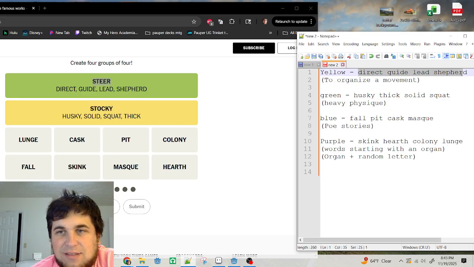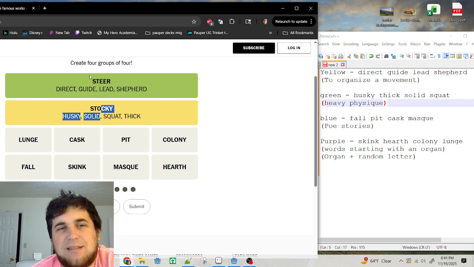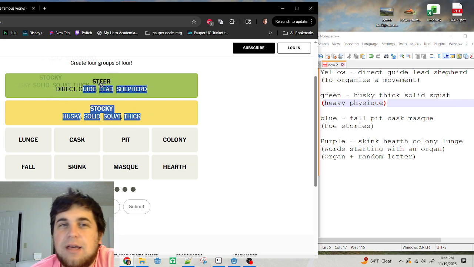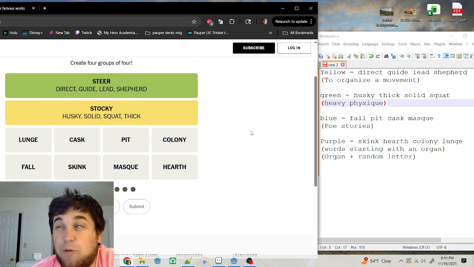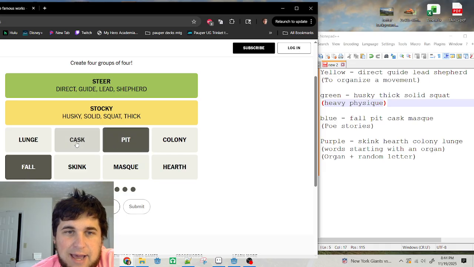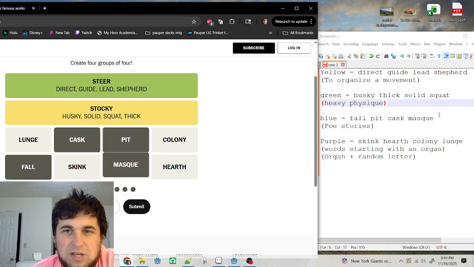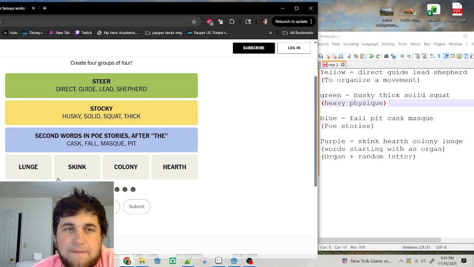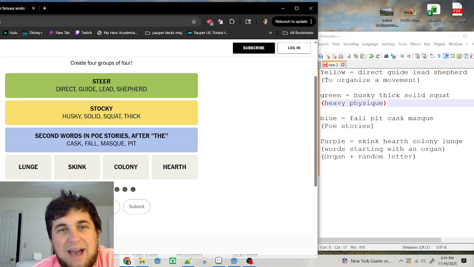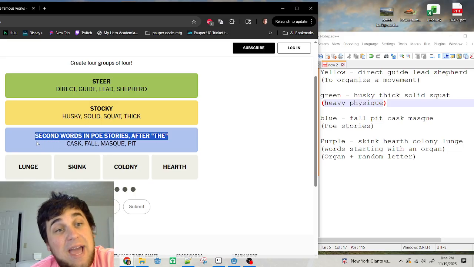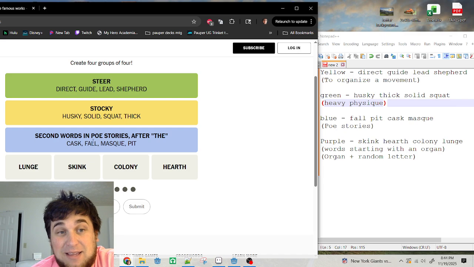Like I said, it really is just a synonym for these. These first two tend to be synonyms. Sometimes weird themes, like all red objects or stuff you might see around Christmas. Like just weird, out of left field stuff you're not expecting. I was guessing that fall, pit, cask, mask is my blue. Yeah, second words in Poe stories after the. Way more specific than I was going to be.